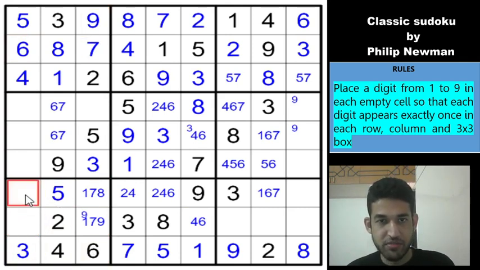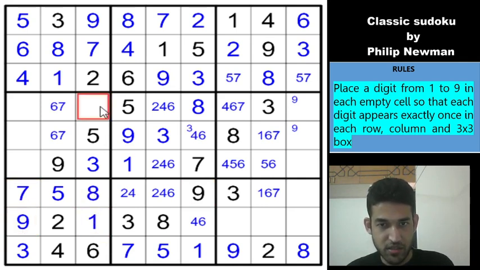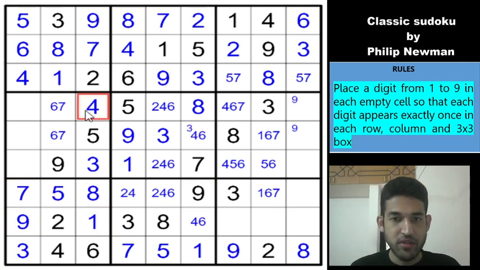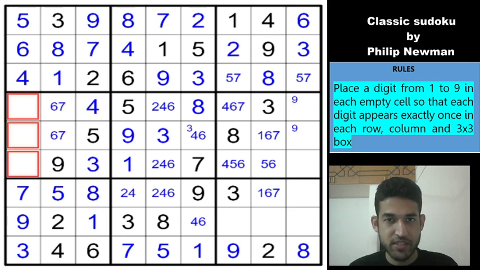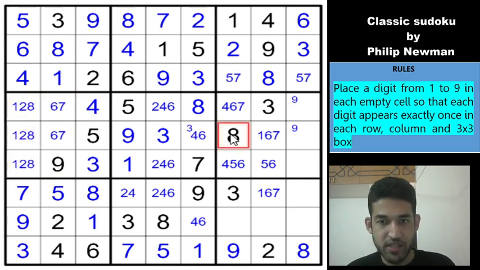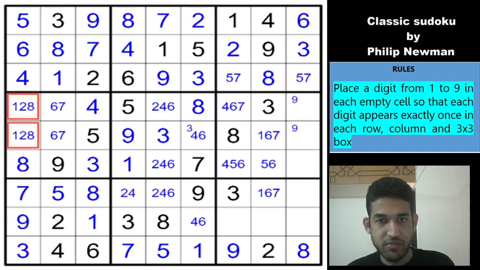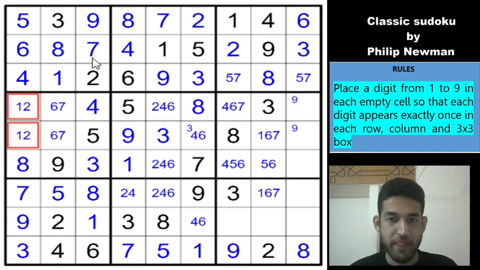There is a 9 here, which means that this would be 7, this would be 9, and this becomes 1, this becomes 8, this becomes 4, right? 6, 7, 9, 3, 4, 5. So these three cells must be 1, 2 and 8. There is an 8 in rows 4 and 5. So this becomes 8. These two cells become 1 and 2.